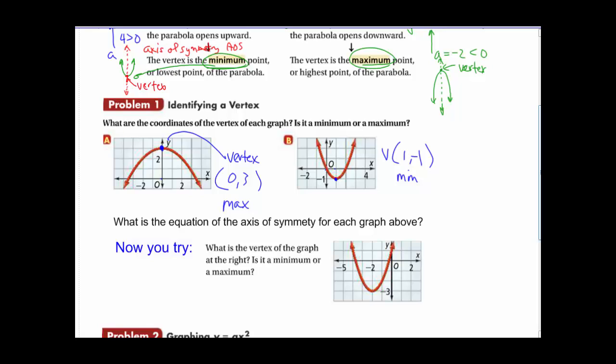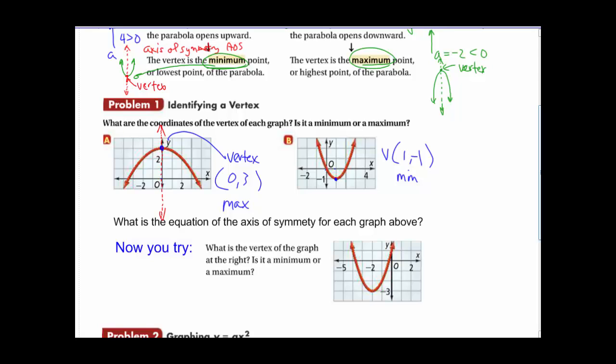Next question then asks us, what is the equation of the axis of symmetry for each graph above? Remember, your vertex lies on the axis of symmetry. So if we look at A, where this red line comes down the middle, there is our axis of symmetry. Notice, if we think back to linear lines, it is a straight up and down line.